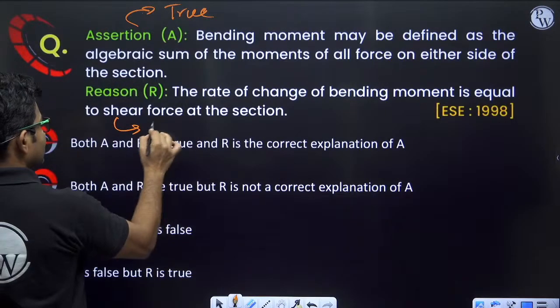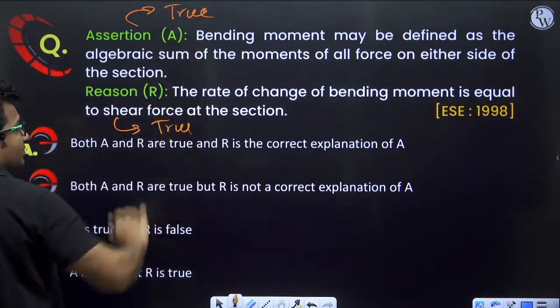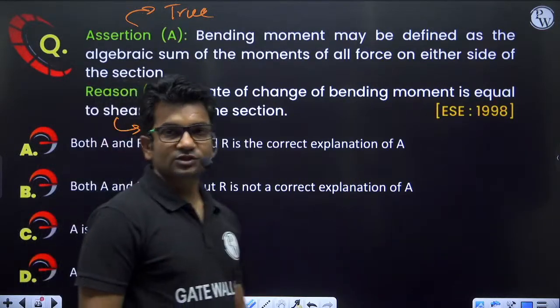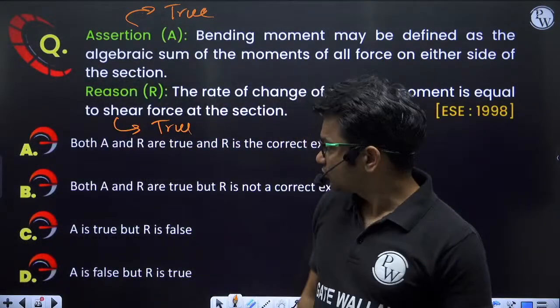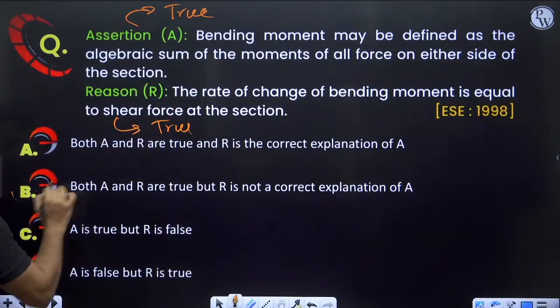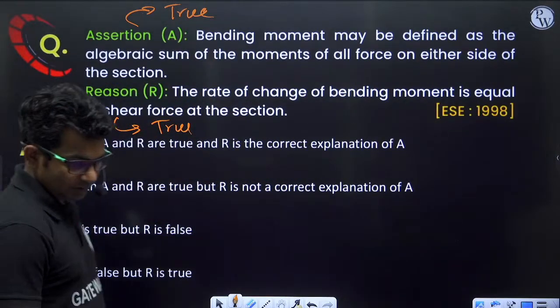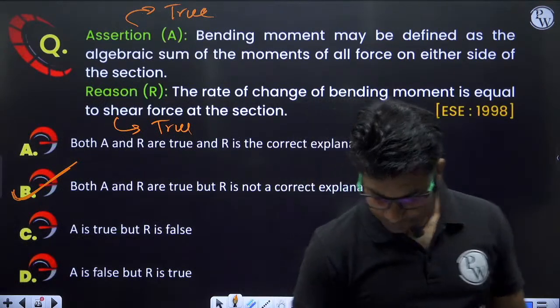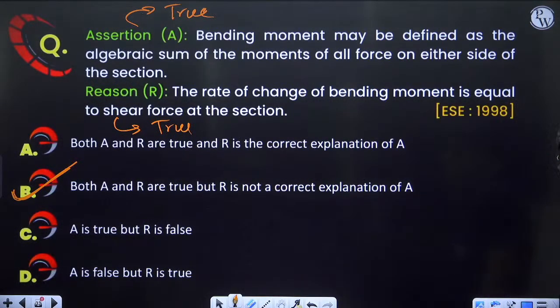This is also correct, but it is not the correct explanation. So both are individually true, but R is not the correct explanation of A. Correct answer will be option B. Clear? Let's move on to the next question.